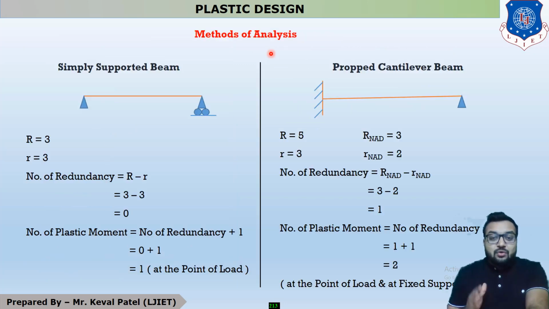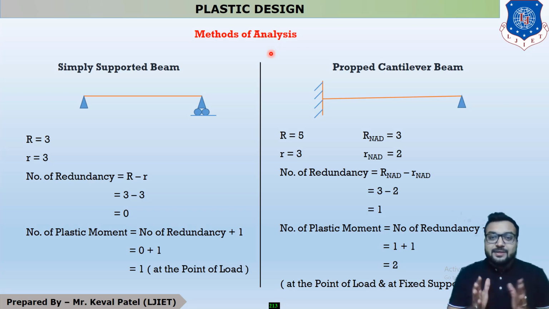After that, you all know that there are two methods of analyzing the beam, in which the first method is the static method and the second method is the kinematic method. Now, with the help of the kinematic method, we have three types of beams. First one is simply supported beam, second one is prop cantilever beam, and last one is fixed beam.